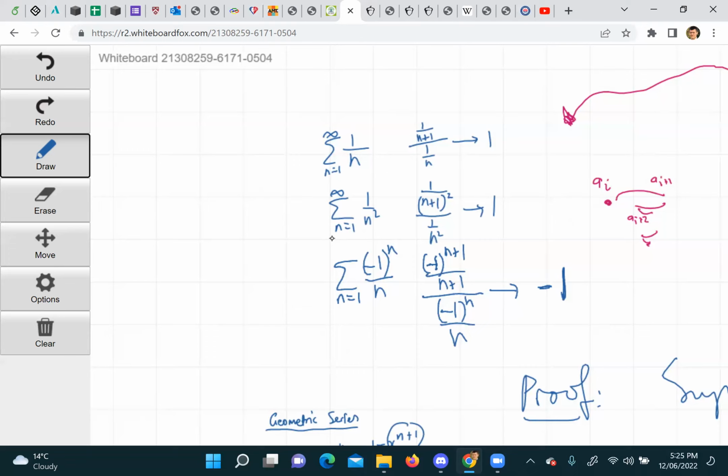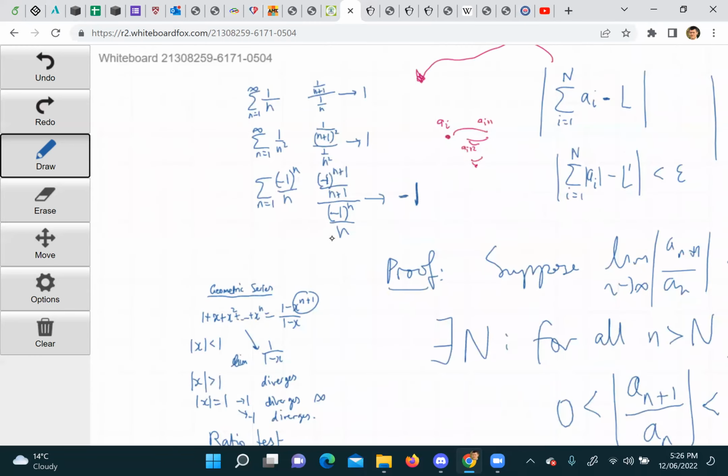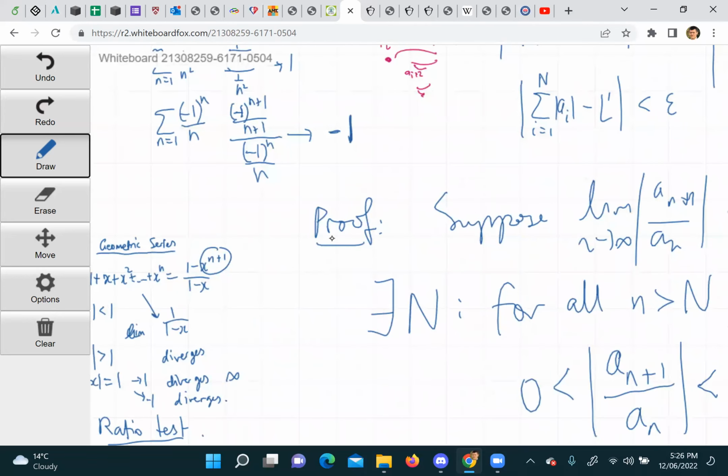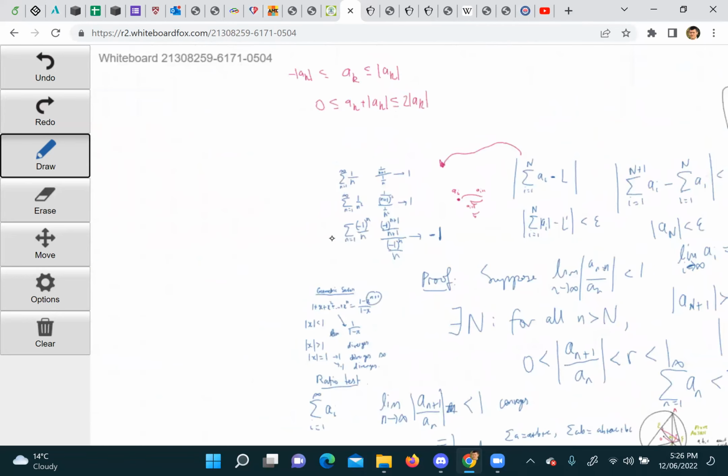So all these three cases are covered by the ratio test giving you 1. The ratio test can't tell the difference between these three cases. And the only thing we need to do now is show that absolute convergence implies convergence. Take it away.